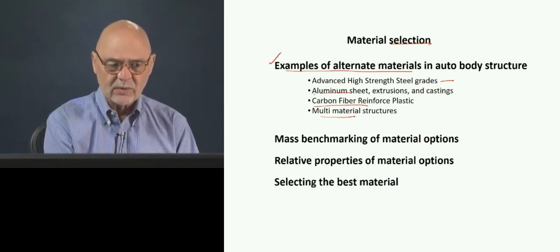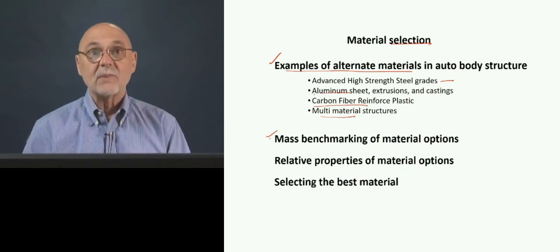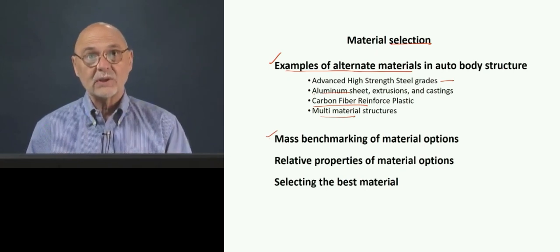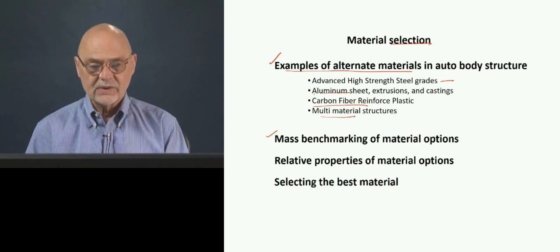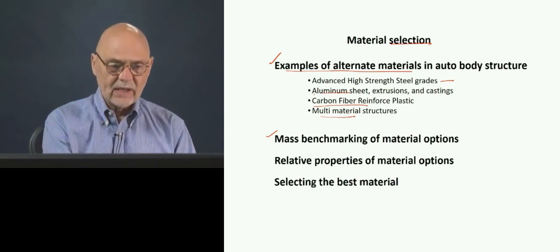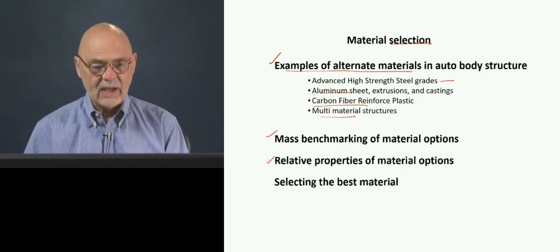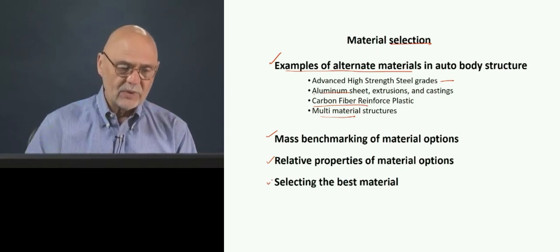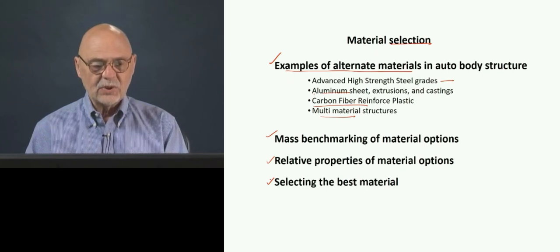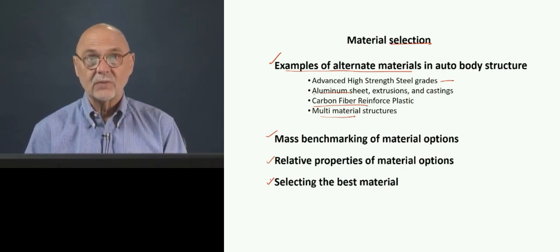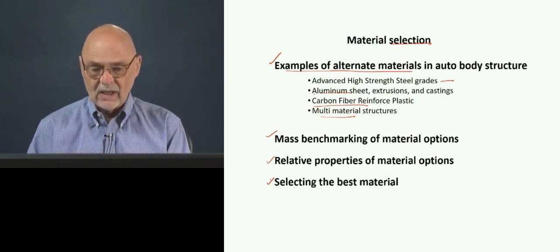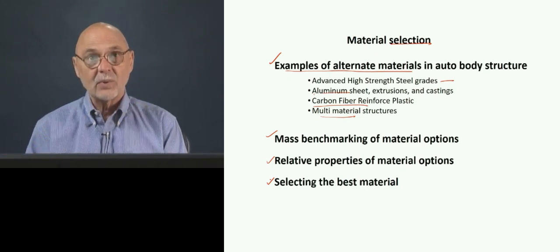So we'll go through those examples, and we'll talk about mass benchmarking. How much mass change can we expect when we go to other materials than steel? We'll look at some of the relative properties of the material options that we have, and then we'll come up with a nice procedure for selecting the best material for a given application, again, very early in the design process.